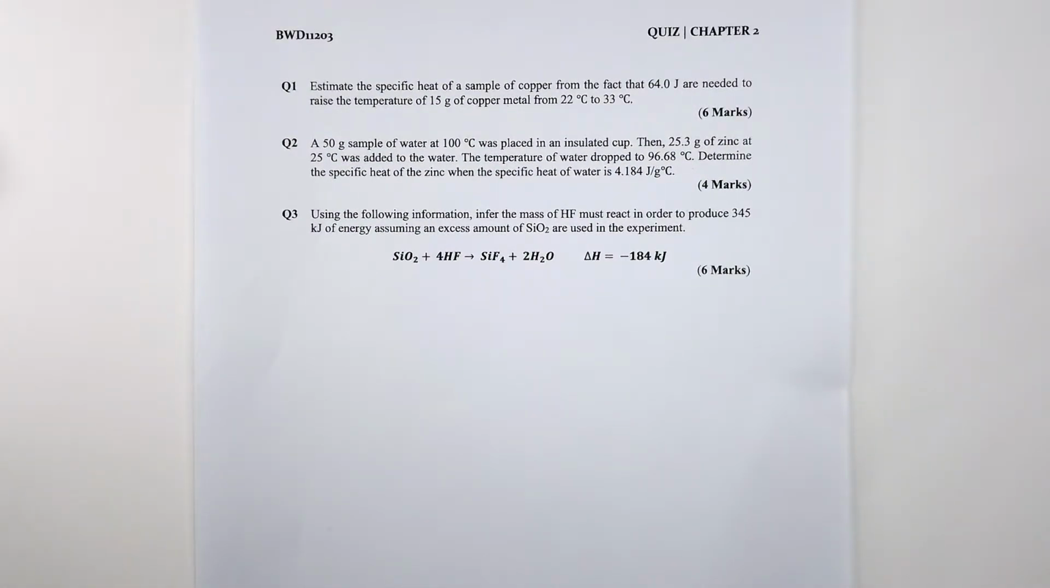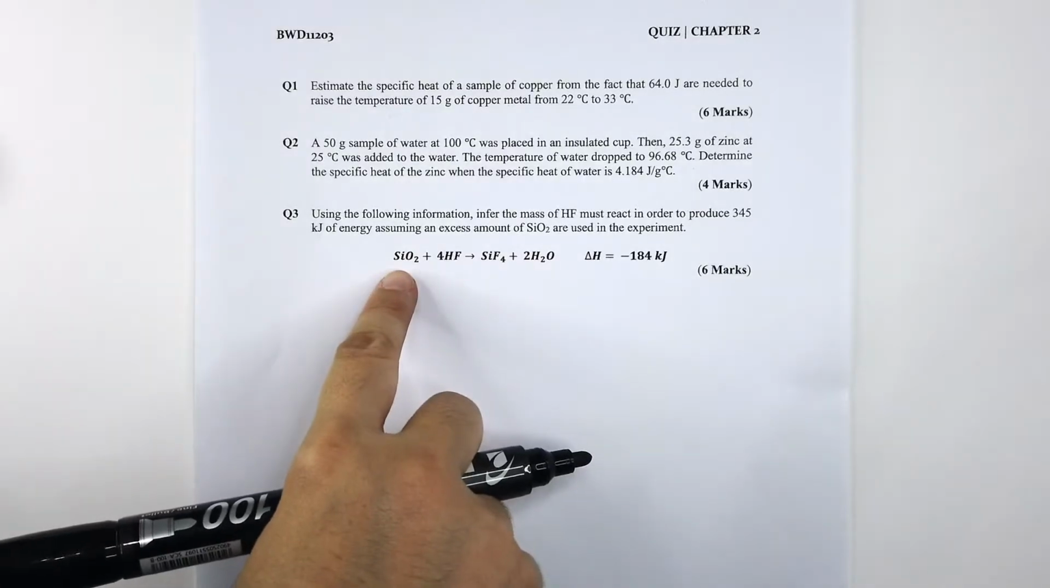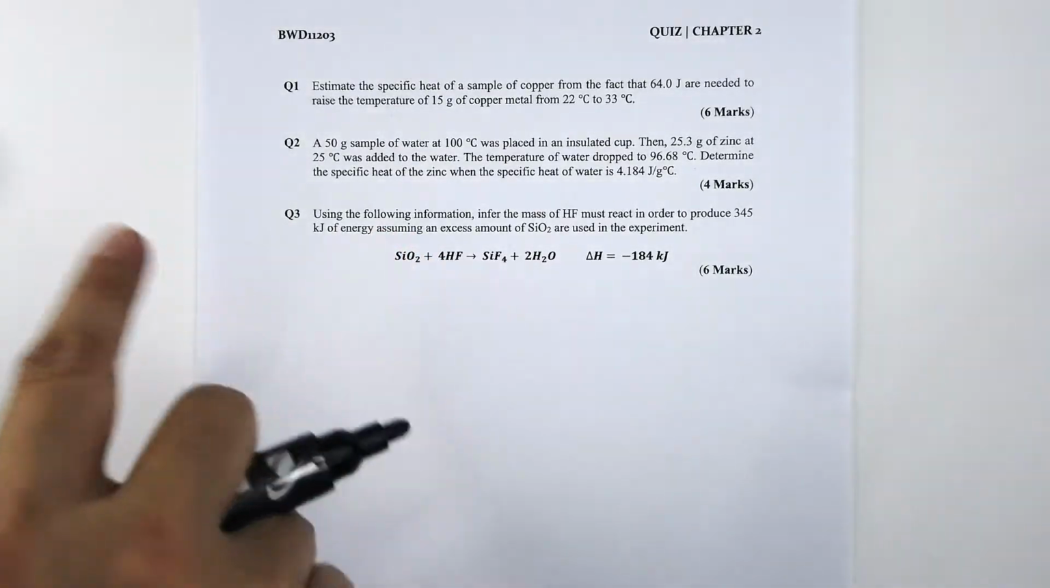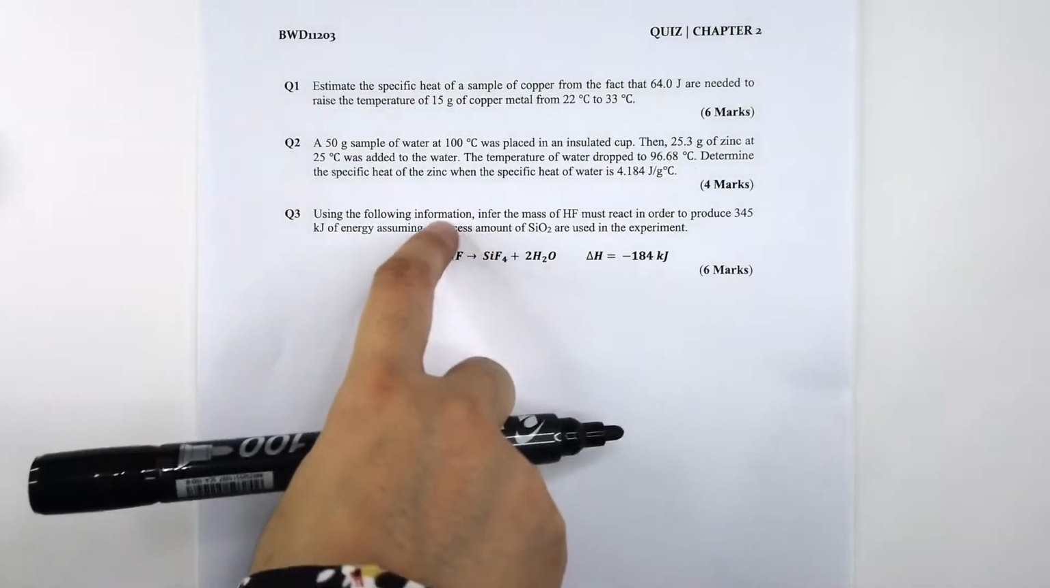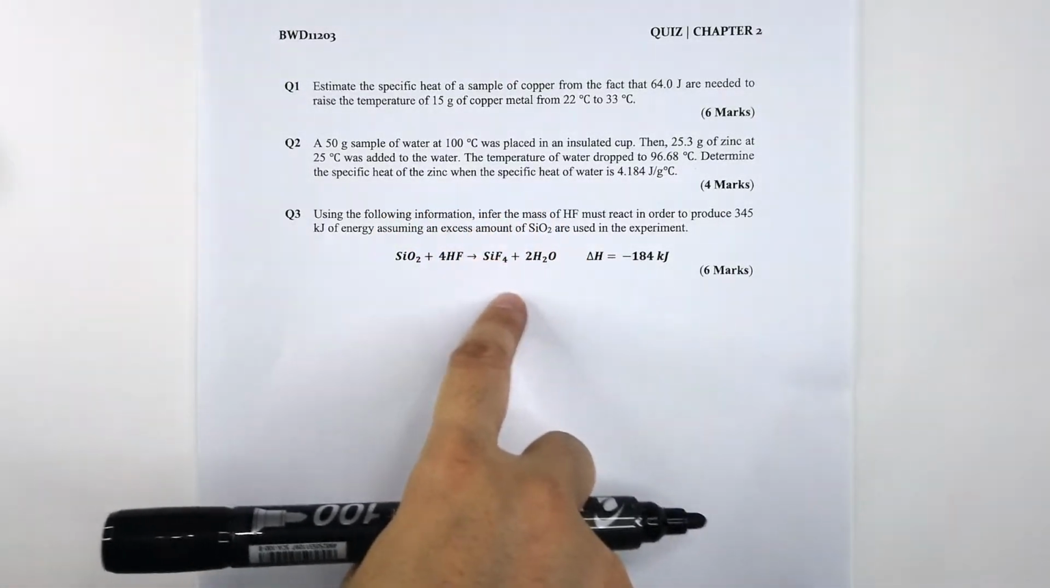Moving on to question number 3, the last question. Using the following information, infer the mass of HF that must react in order to produce 345 kilojoule of energy, assuming an excess amount of SiO2 is used in the experiment. So here we already told you that the SiO2 is the excess reagent, so it means that HF is the limiting reagent which will dominate the formation of the product.